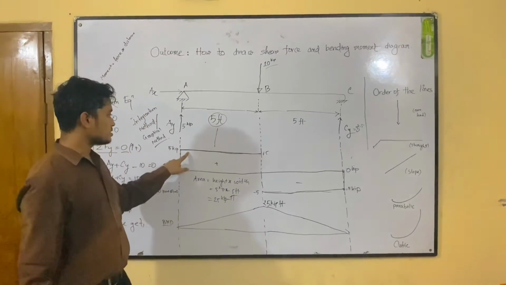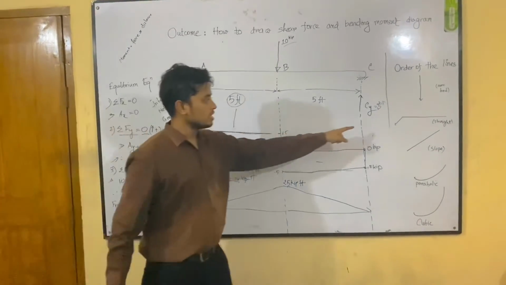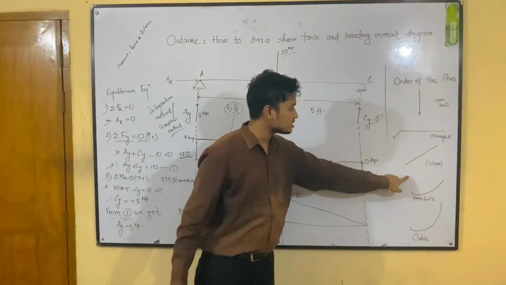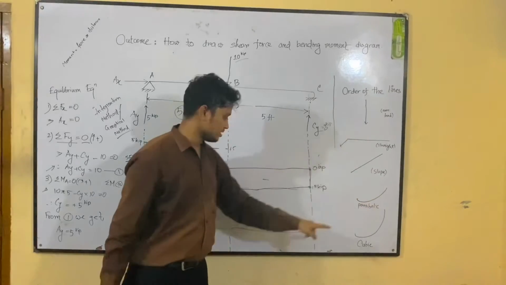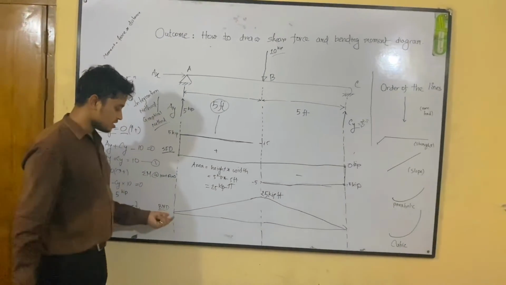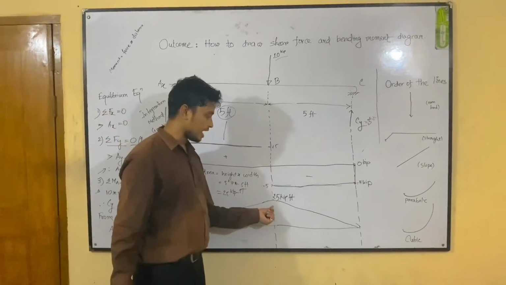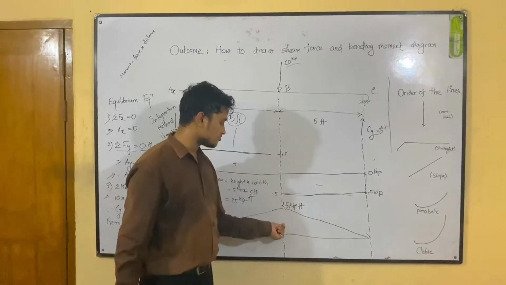Here in this diagram, we can see the shear force is a straight line. So if the shear force is a straight line, the next bending moment diagram is also a sloped line. So the bending moment increases from point 0 as a sloped line, which results in 25 kip-feet.